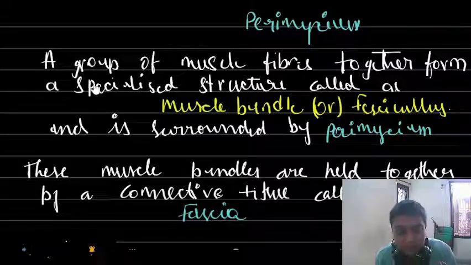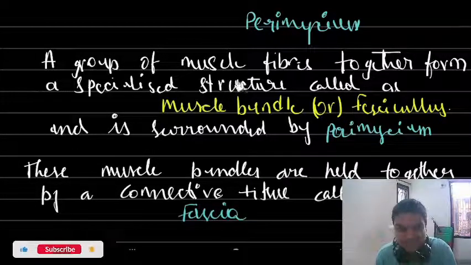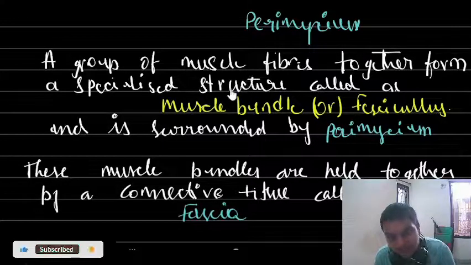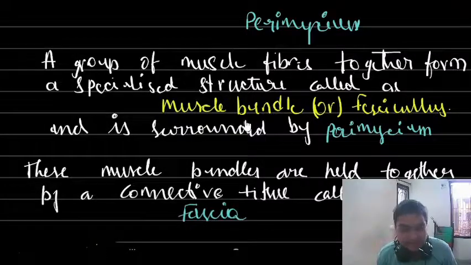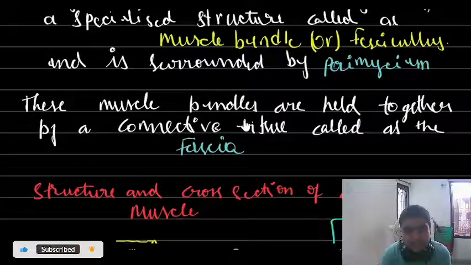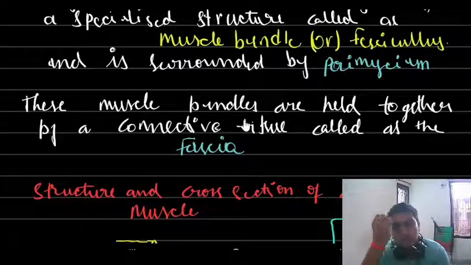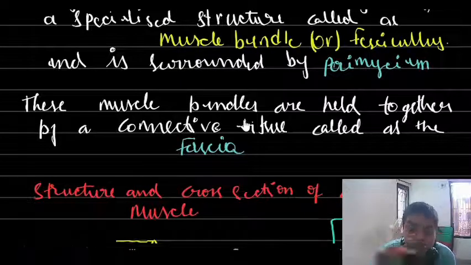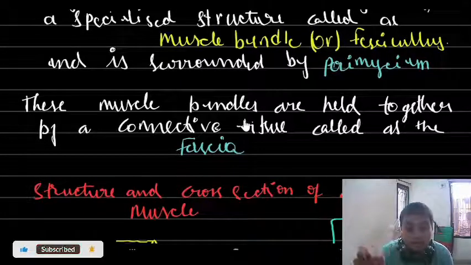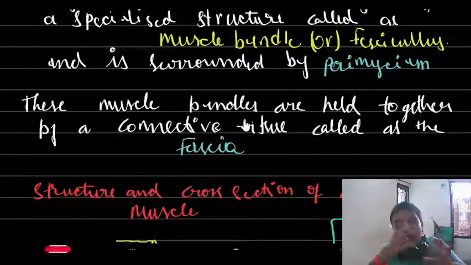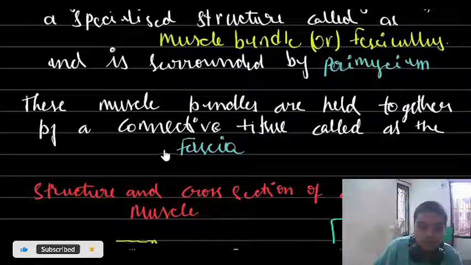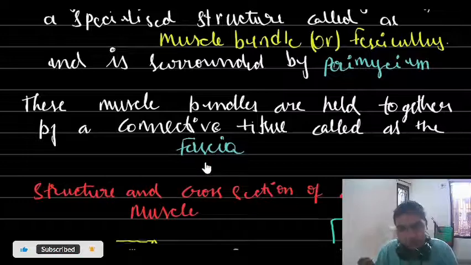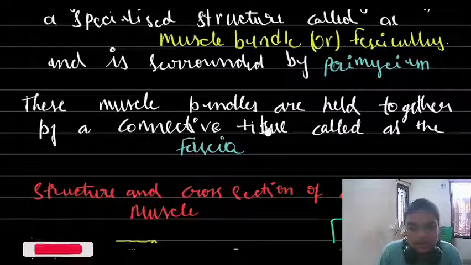Hope you are getting my points. Muscle fiber is also called a muscle cell. You can also put muscle cell, but we will only be using the word muscle fiber. Muscle fibers together form muscle bundles. Now there are many bundles, not only a single bundle. There are many bundles in one muscle. So these bundles together are protected and kept in one place by a connective tissue called fascia.